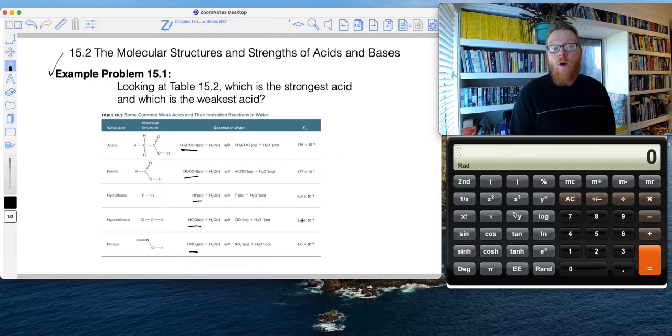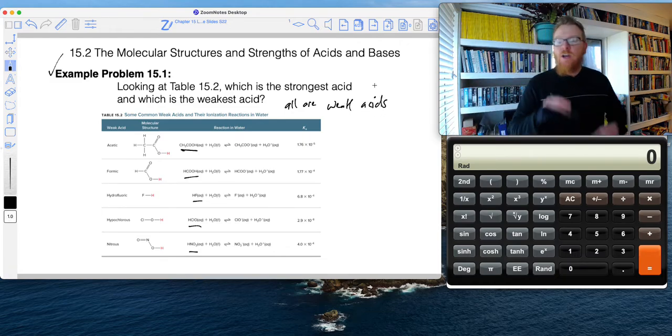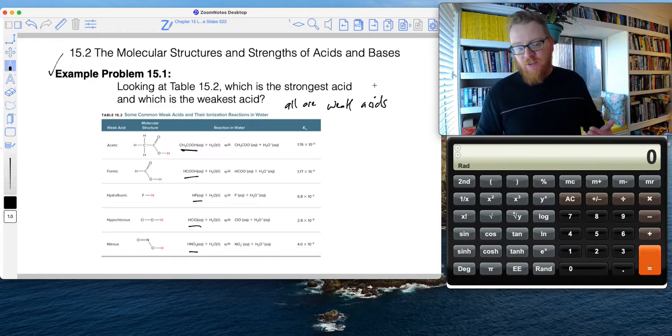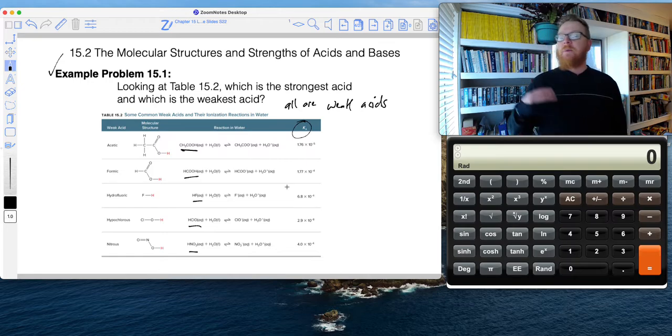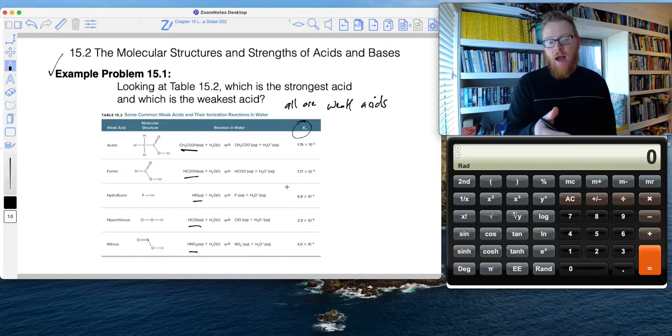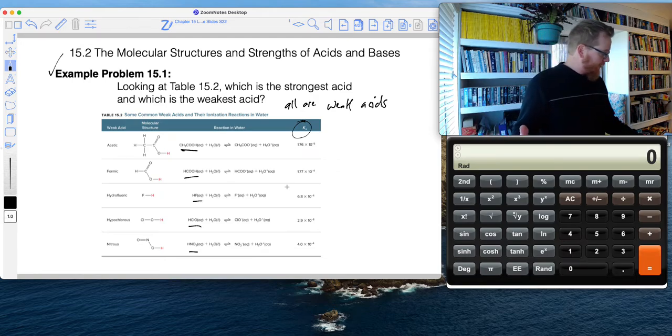Okay, so looking at this table, which is the strongest acid and which is the weakest acid? So all of these are weak. So let's write that. All are weak acids. However, within the family of weak acids, we can have varying strengths, and that's given by the Ka value. So the biggest Ka is going to be the strongest. The smallest Ka is going to be the weakest, okay?